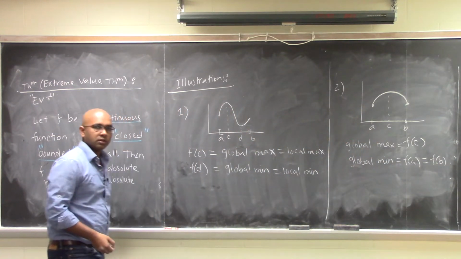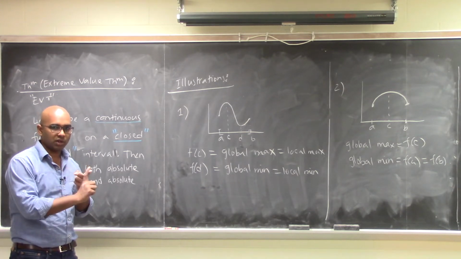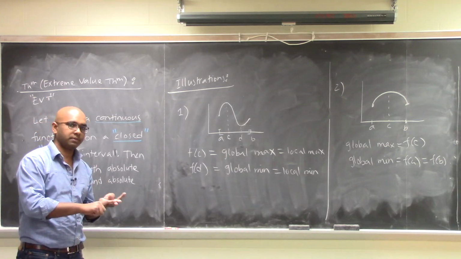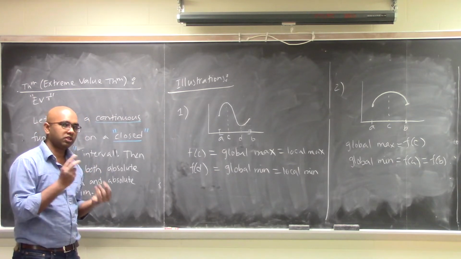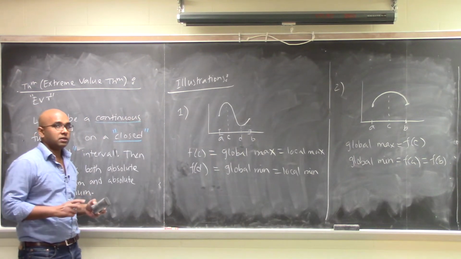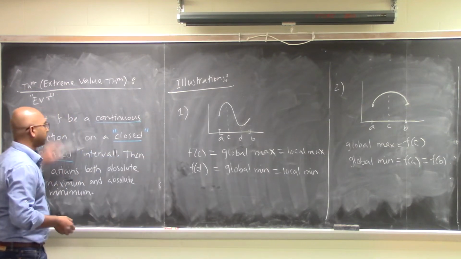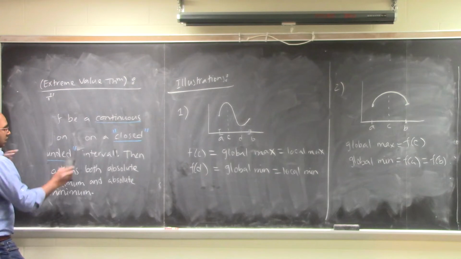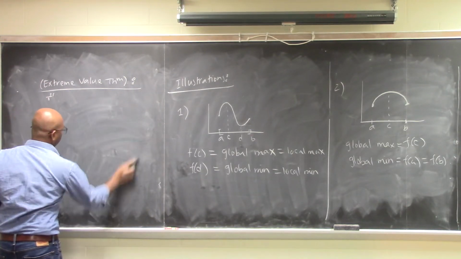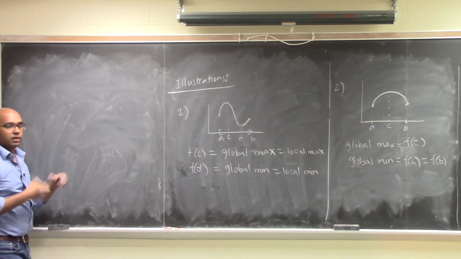So I'm reminding you one more time, what do you need? You need continuity, number one. Then you need the domain to be closed and bounded. Three things. If any of those three things fall apart, this is not guaranteed anymore. So I'll give you two more illustrations, and then I'll give you situations where it falls apart.